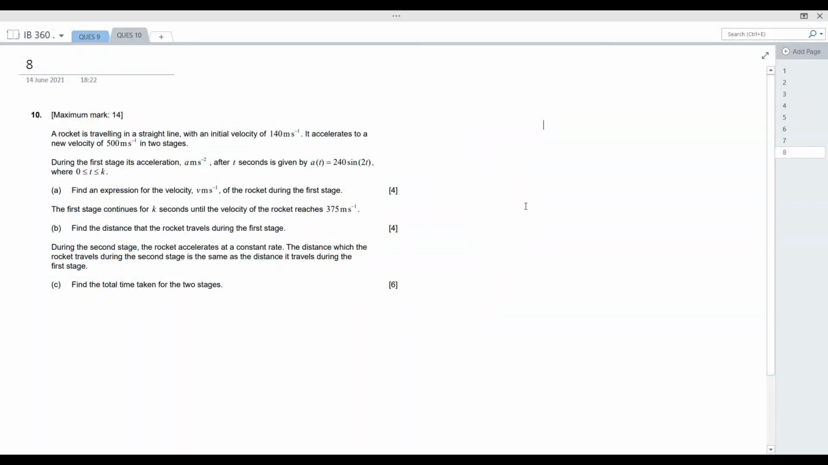Let's solve question number 10. A rocket is traveling in a straight line with an initial velocity of 140 meters per second. It accelerates to a new velocity of 500 meters per second in two stages. Let me give you a diagrammatic representation. This is stage 1 and this is stage 2.